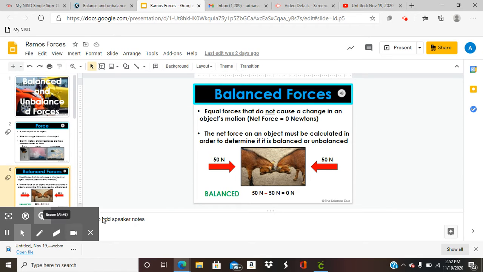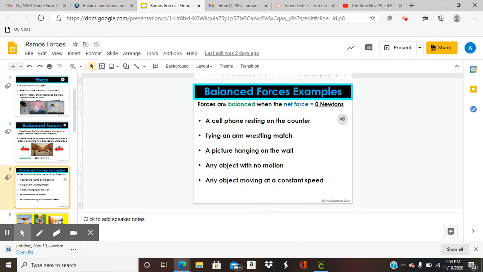The net force on an object must be calculated in order to determine if it is balanced or unbalanced. So if you can see here, both of these vectors, because I know we would say arrows, but the arrow is called a vector, they are going in opposite directions. 50 newtons going to the left, 50 newtons going to the right, you're going to cancel each other out. So you're going to subtract those, and that's going to equal 0 newtons. So there's no movement going on, so it will be balanced. Forces are balanced when the net force equals 0 newtons.